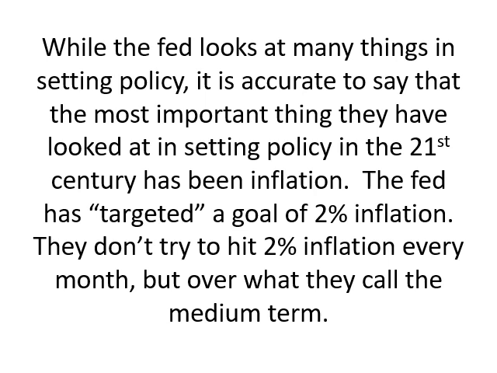Now, while the Fed looks at many things in setting policy, we can accurately say that for the last 30 years, certainly in this 21st century, the main thing they've looked at is inflation, and that the Fed has a goal of 2% inflation. They judge their performance most importantly by how close they are to 2% inflation. Now, that doesn't mean they try to hit 2% inflation every month, but over the medium term. And what is the medium term? We've done the short term, we've done the long term. Medium term is whatever the Fed wants it to be. Potentially a fuzzy term to give themselves freedom.